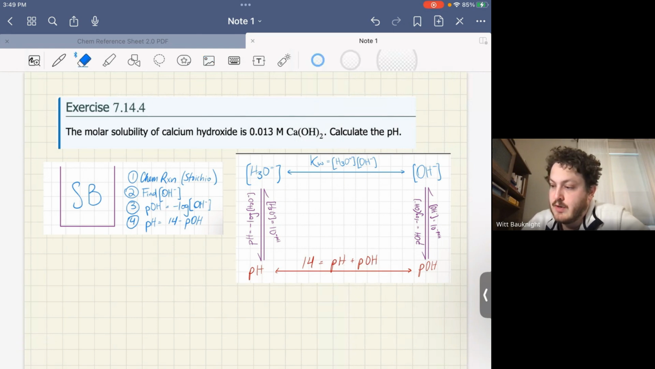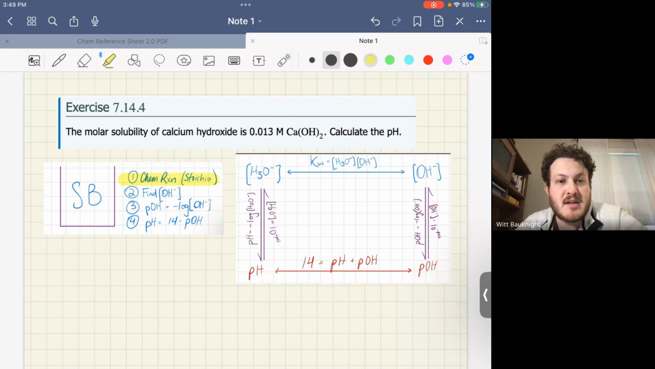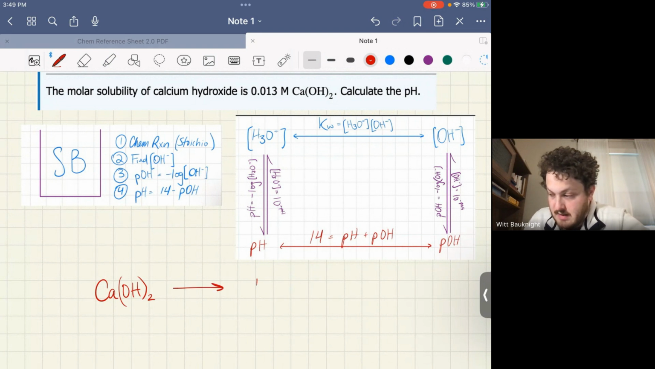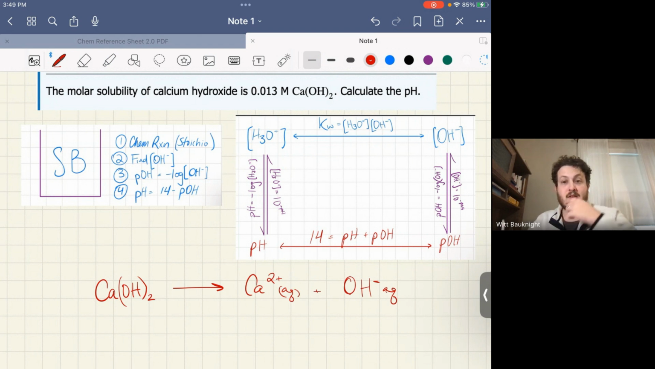We need to first dunk this calcium hydroxide into water and talk about what happens. When calcium hydroxide gets put into water, since it is a strong base, got to have that memorized, it separates into calcium 2 plus aqueous and hydroxide minus aqueous. So you have your chemical equation. That's what chemicals are there, but it is not balanced yet. So you gotta balance it, and boom, now we're balanced.